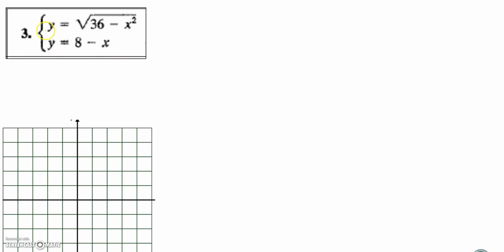Since they both equal y, I'm going to set them equal to each other. So to undo the square root, I'm going to square both sides. So let's do that next. So I got rid of the square root by that. And now I'm going to have to FOIL the left-hand side. So go ahead and pause it and do that on your own.